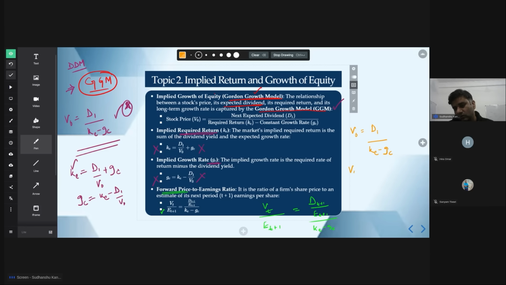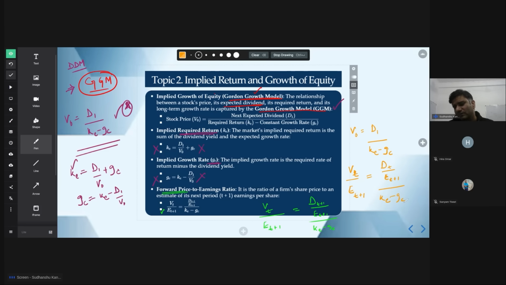Now what I'm saying is, you're just saying V naught divided by forward earnings. So if you're dividing by forward earnings, what will happen? It is basically the next period earnings. You're converting V naught and D1. So if I'm getting T plus 1, this becomes T, one period behind. So this D1 becomes T, one period behind, and this earnings is T plus 1. And because it is divided here, it is Ke minus Gc.